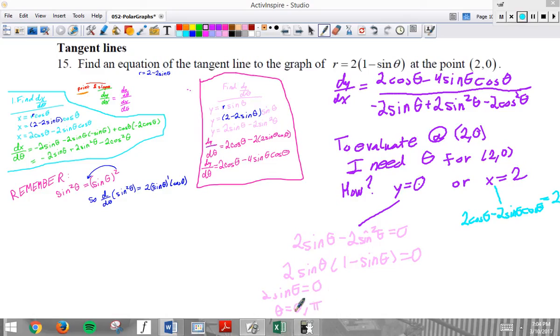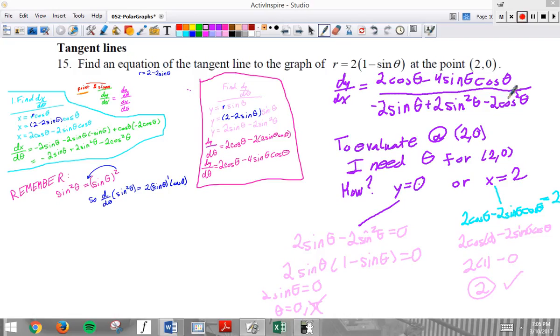Let's just check 0 because we need to work for both. When theta equals 0, 2 times cosine 0, cosine 0 is 1. So 2 cosine 0 minus 2 sine 0 cosine 0. 2 times 1, sine 0 is 0. Check. No, you don't want to check pi. Pi would give us negative 2. So 0 works.